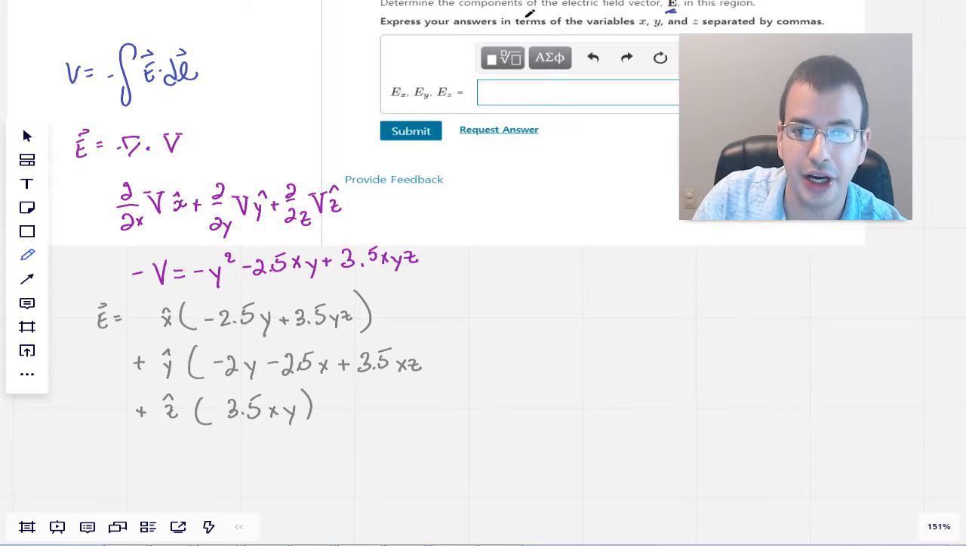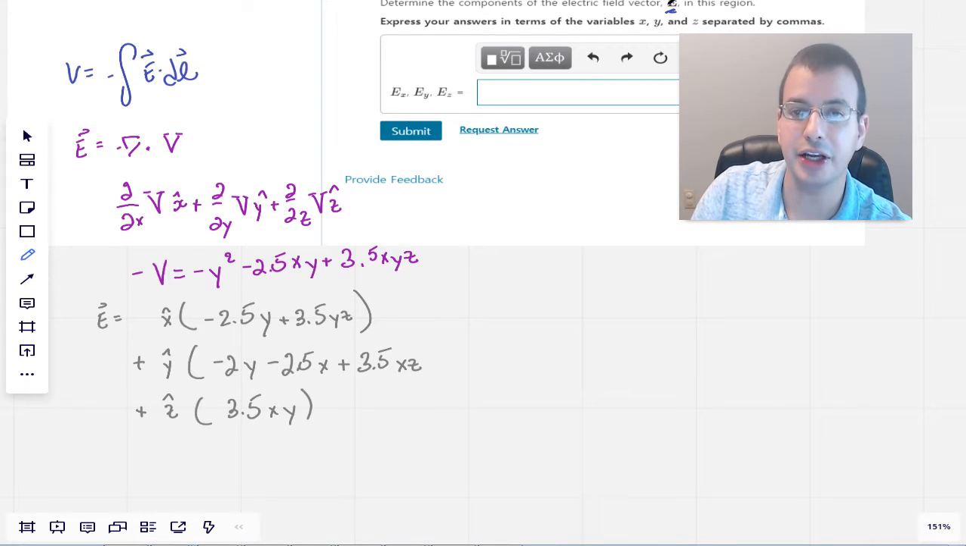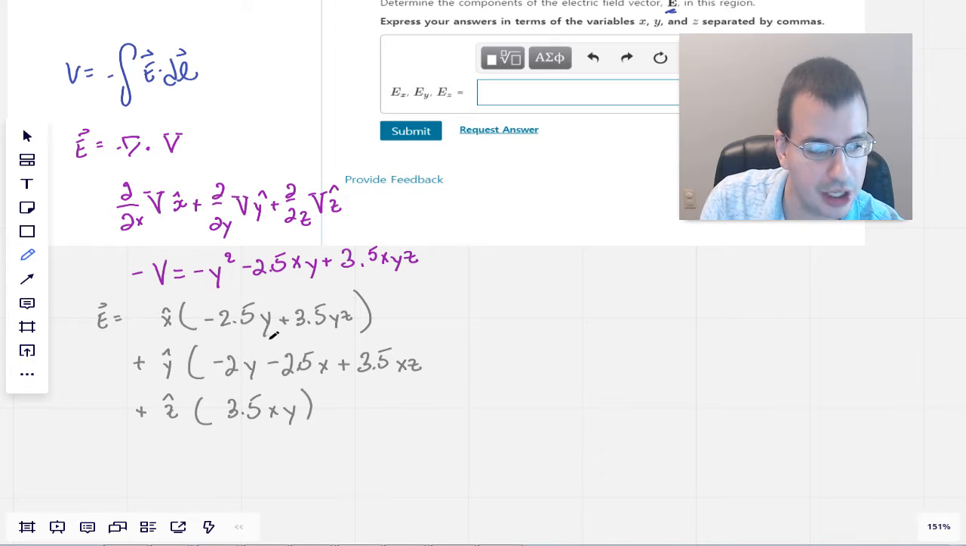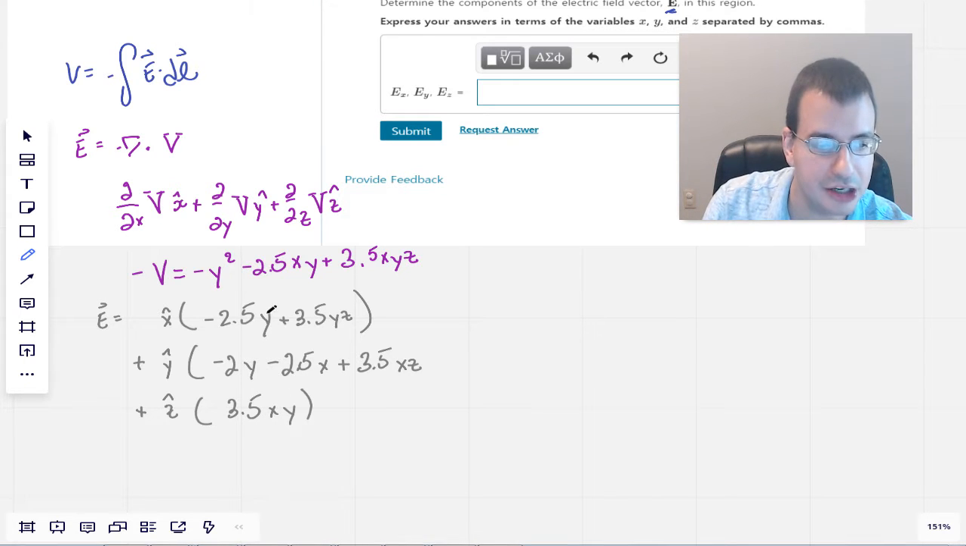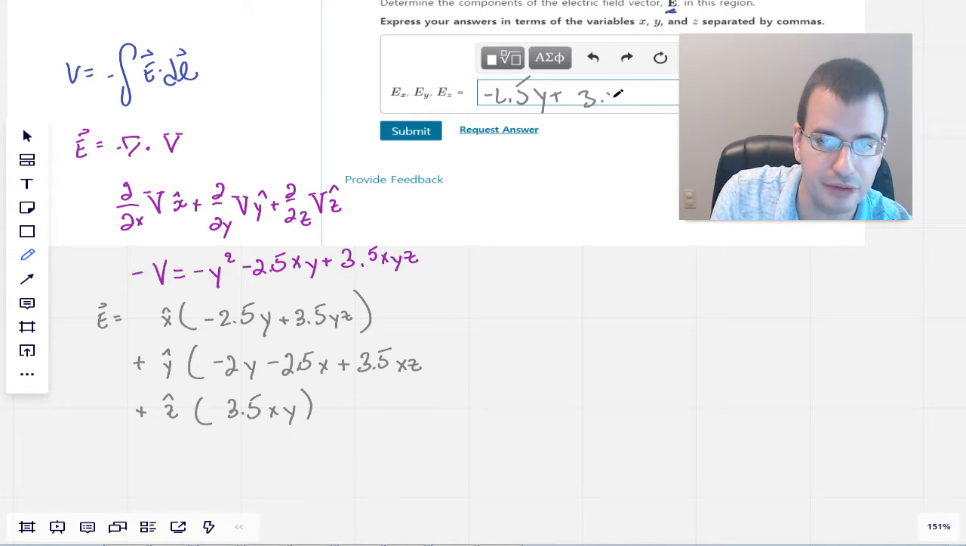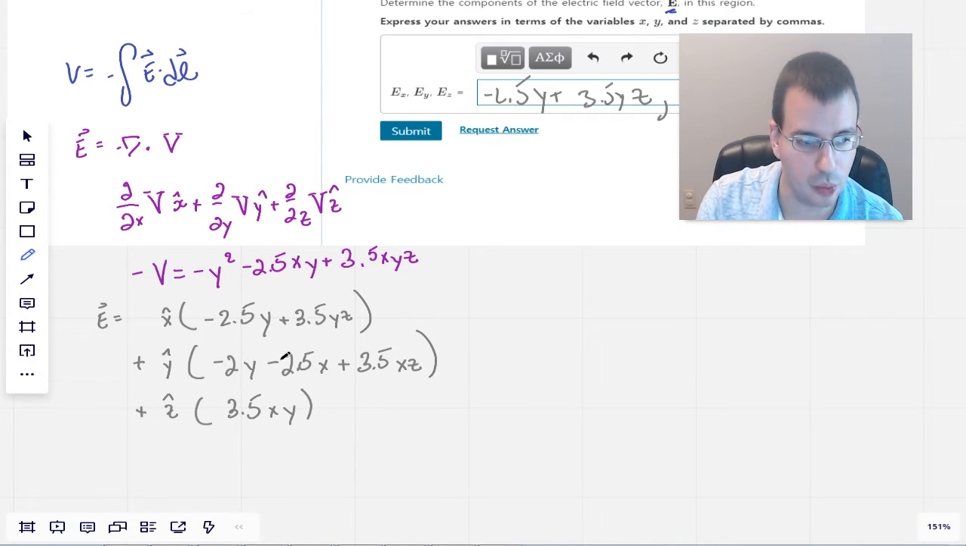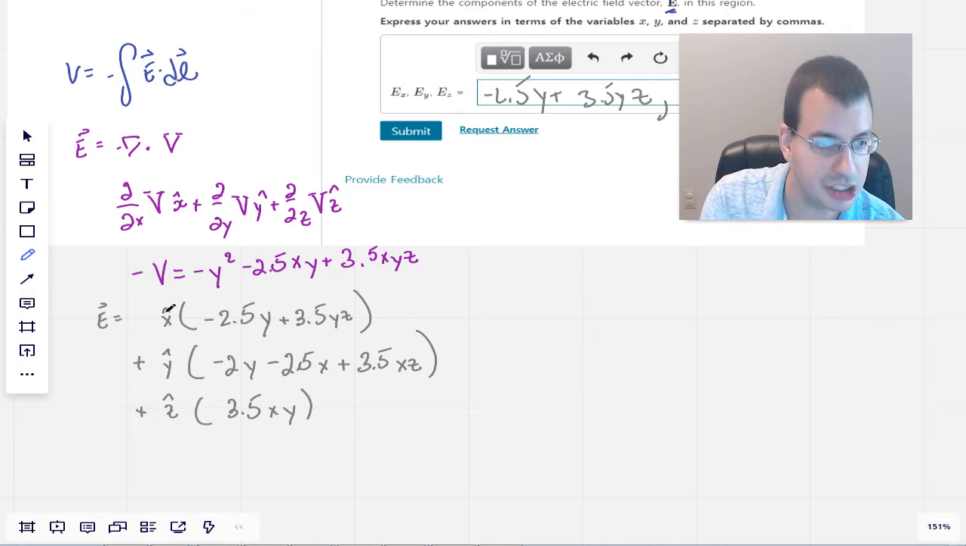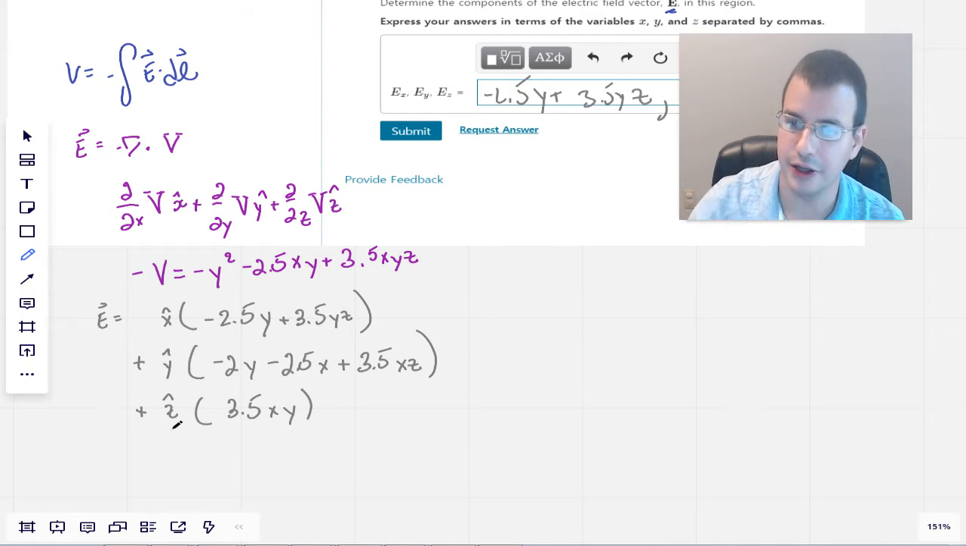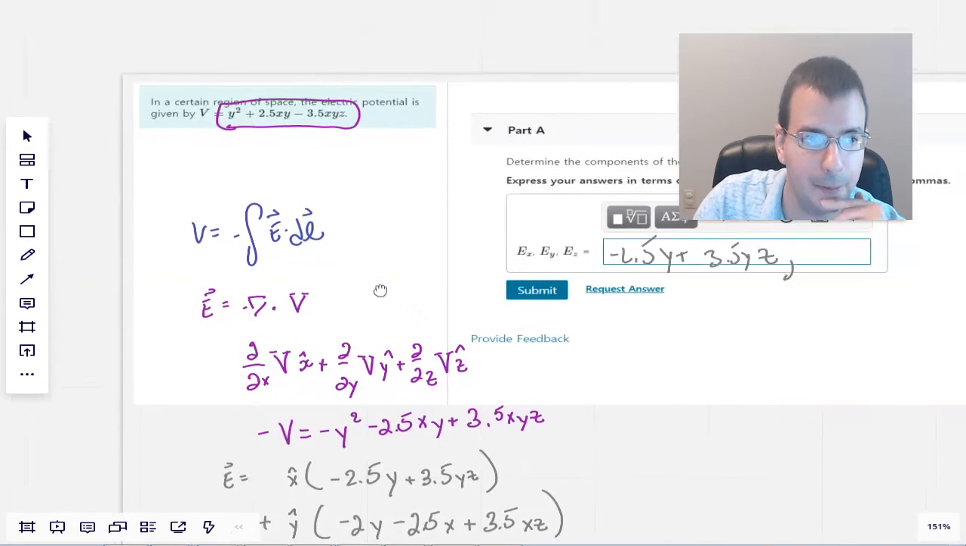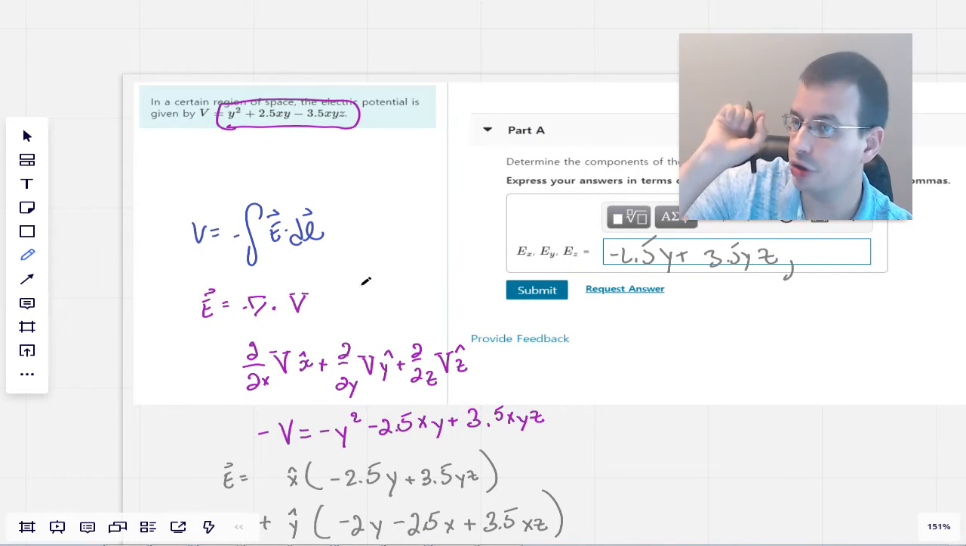Express your answer in terms of variables x, y, and z separated by commas. So here's our electric field. It is a vector, and we're making it part of component vectors x, y, and z. The first part would be negative 2.5y plus 3.5yz, separated by a comma, and then the y, and then the z. So this is Ex, this is Ey, that is Ez. And that's how you convert from potential to an electric field.